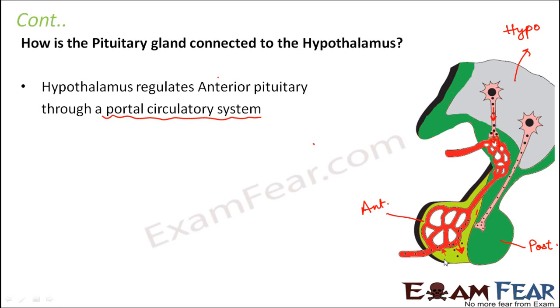Now, as far as the anterior pituitary and hypothalamus are concerned, the hypothalamus will secrete the trophic hormones. Now, what are trophic hormones? We will get to see a little later.